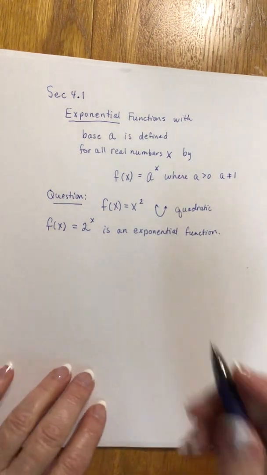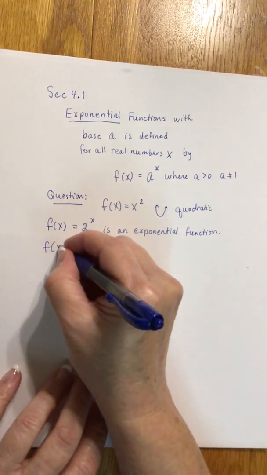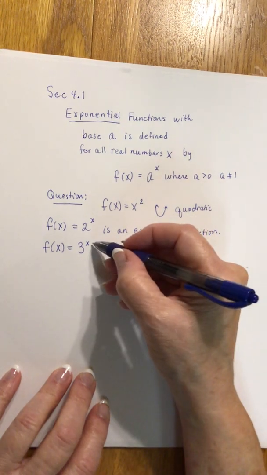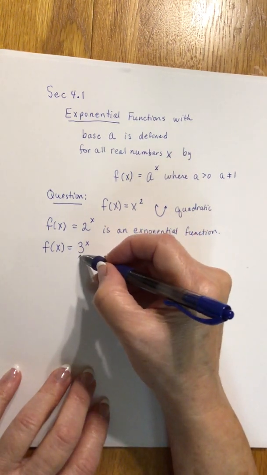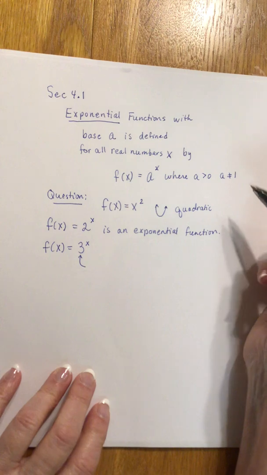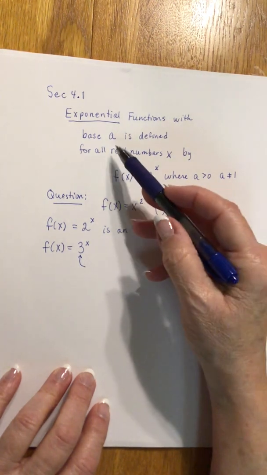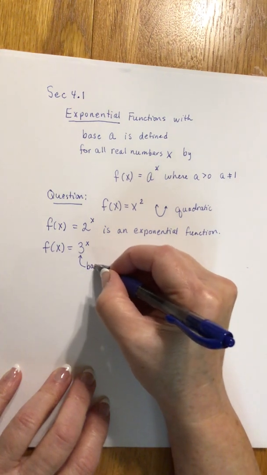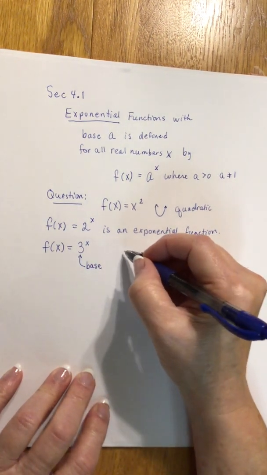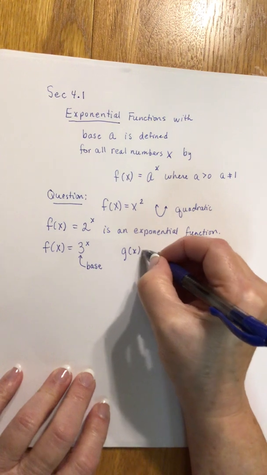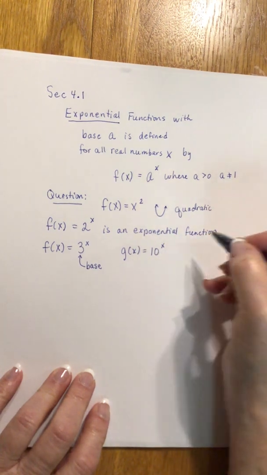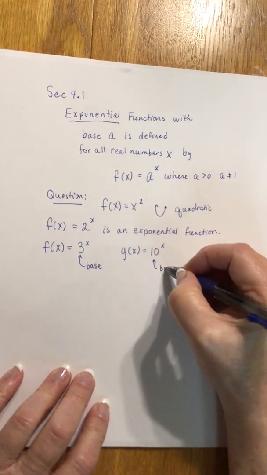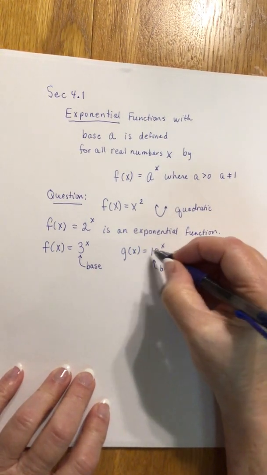So we're going to look at a couple other ones. We've got f of x equals 3 to the x, an exponential function because x is in the exponent. Now, what did we say the name of the 3 was? The 3 is the a. The a is the base. So this is going to have 3 as our base. And if I had g of x equals 10 to the x, this would still be an exponential function with base 10. So the a is the base.